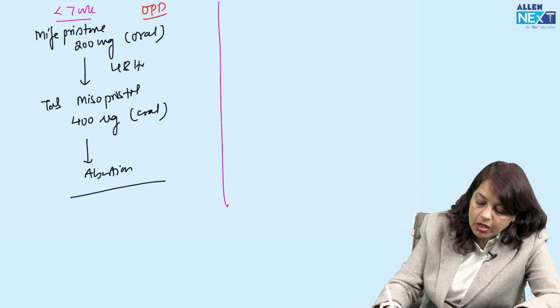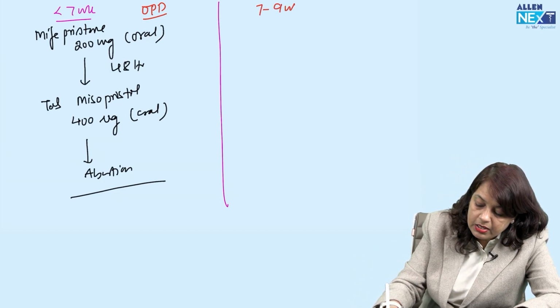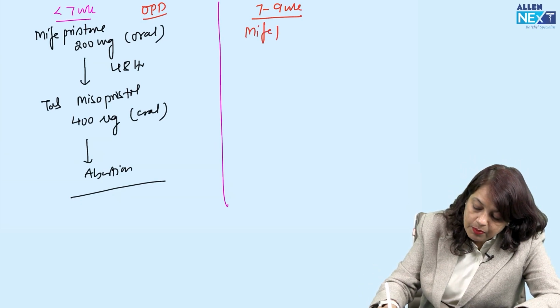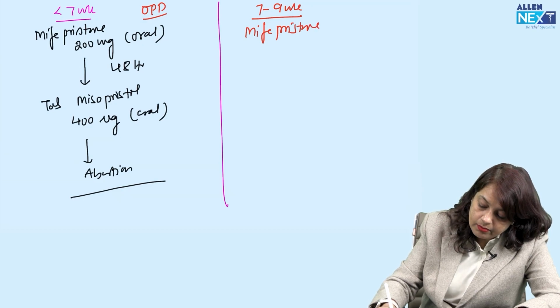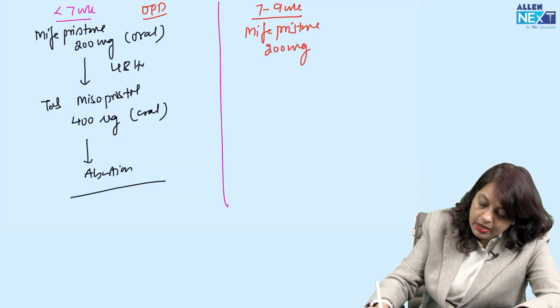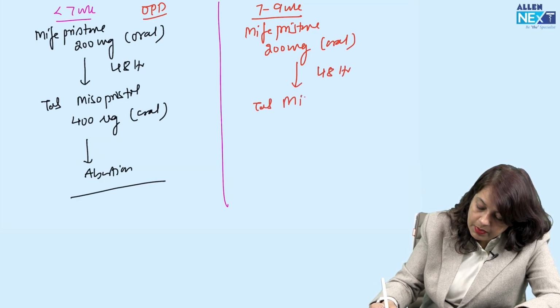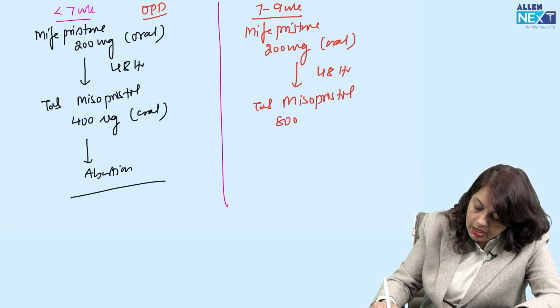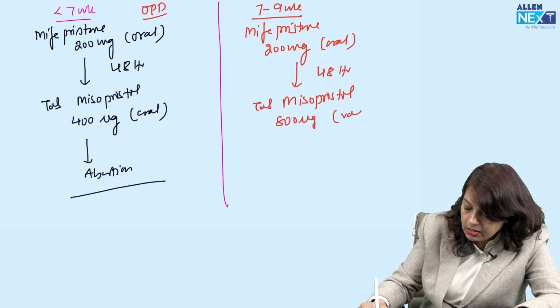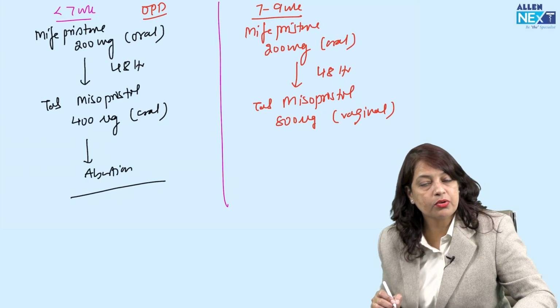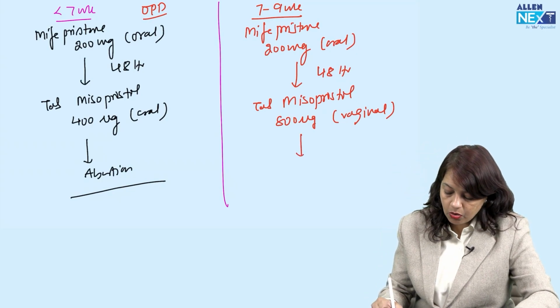Okay. Now, if the period of gestation is between the 7th to 9th week, then we give tablet mifepristone 200 milligrams oral. After a gap of 48 hours, you give tablet misoprostol, which is prostaglandin E1, 800 micrograms vaginal, and we do not ask the patient to use the vaginal tablet, so it is to be inserted by the doctor.